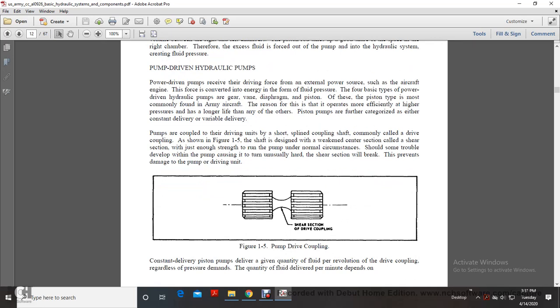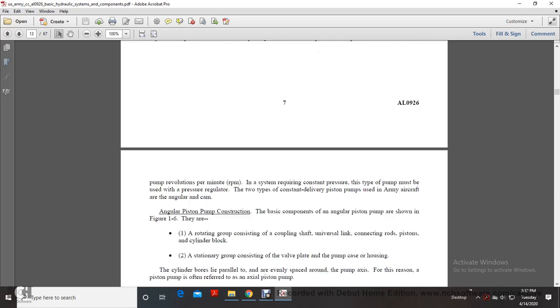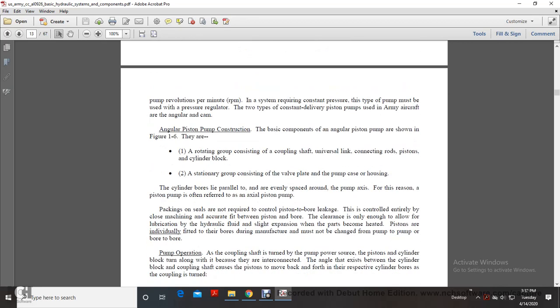Constant delivery piston pumps deliver a given quantity of fluid per revolution of the drive coupling, regardless of the pressure demands. The quantity of fluid delivered per minute depends on pump revolutions per minute. A system requiring constant pressure with this type of pump must use a pressure regulator. These two types of constant delivery piston pumps are Army aircraft angular and cam. Angular piston pump construction. Basic components of angular piston pumps are shown in Figure 1.6. They are a rotating group consisting of a coupling shaft, universal link, connecting rods, pistons, and cylinder block, and a stationary group consisting of the valve plate with the pump case housing.